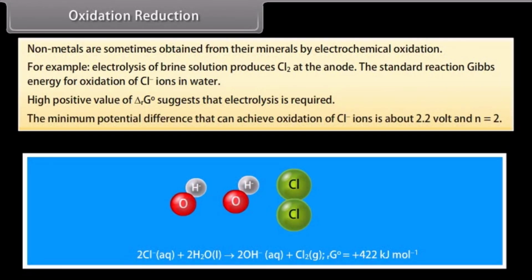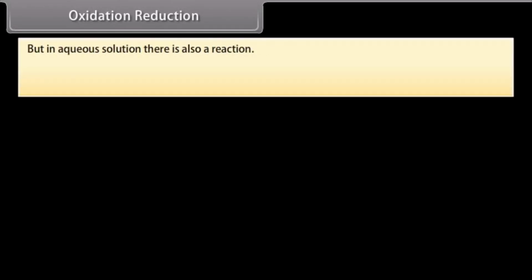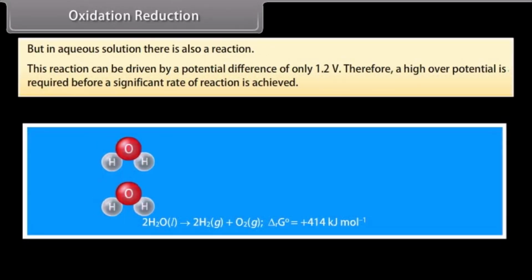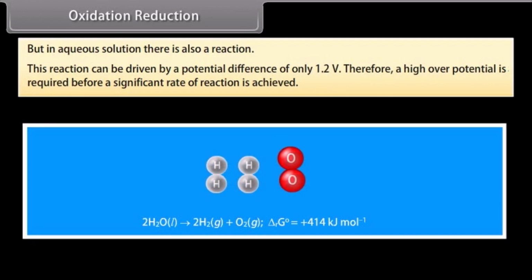The minimum potential difference that can achieve oxidation of Cl- ions is about 2.2 volt and n is equal to 2. But in aqueous solution there is also another reaction. This reaction can be driven by a potential difference of only 1.2 volt. Therefore, a high overall potential is required before a significant rate of reaction is achieved.